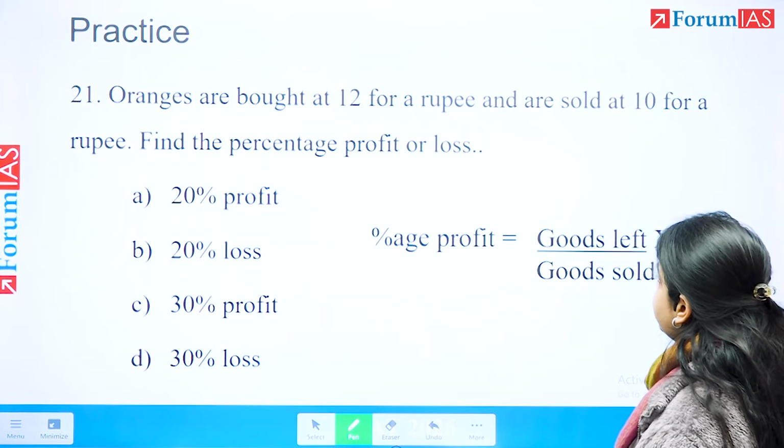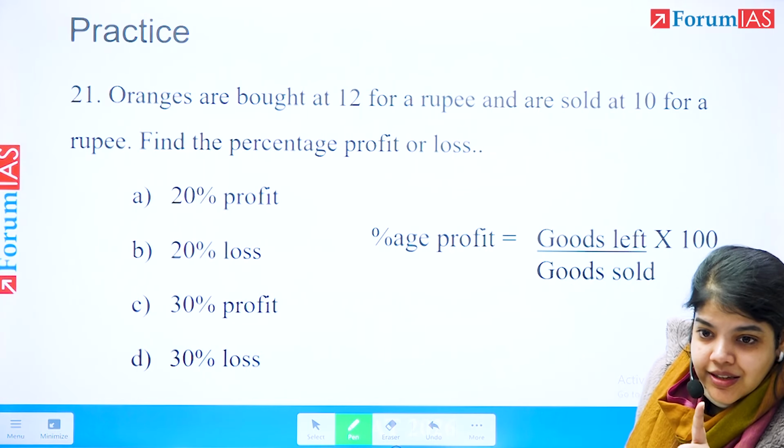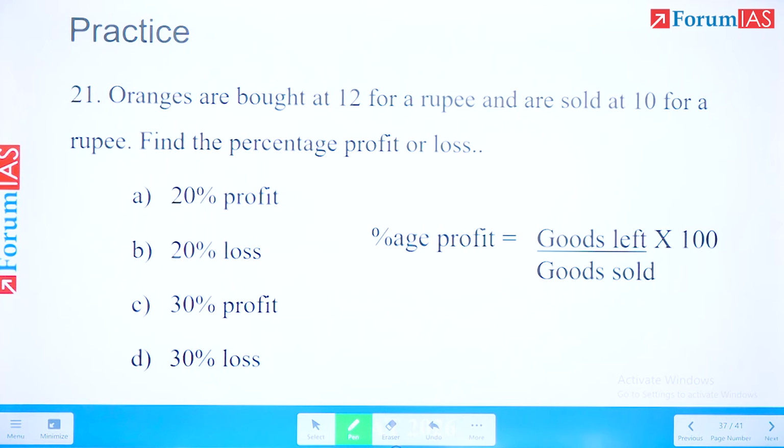Oranges are bought at 12 oranges for 1 rupee, and he's selling 10 oranges for 1 rupee. Profit होगा. कैसे? Okay, 20% profit.